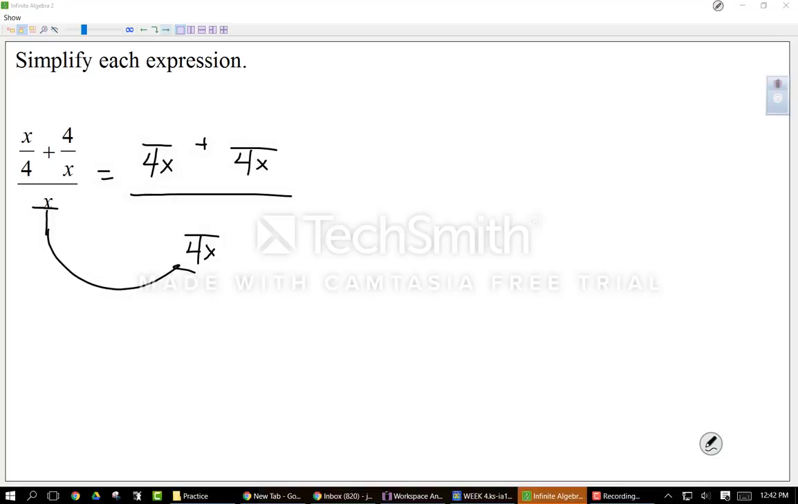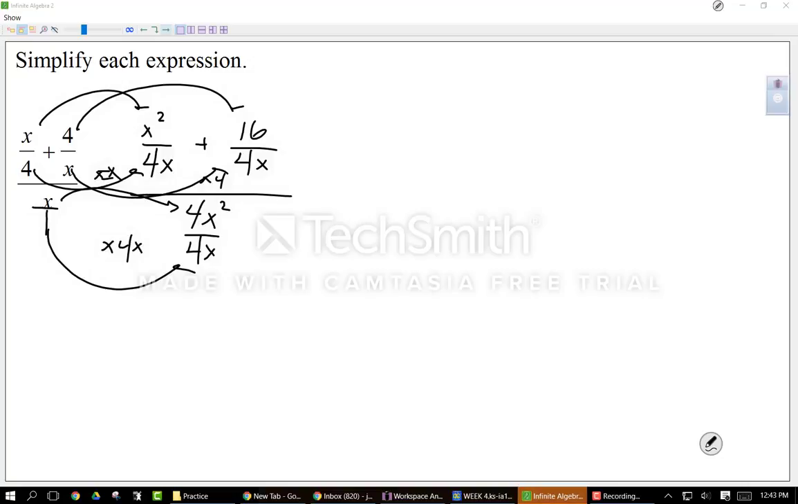So 1 times 4x is 4x. So x times 4x is 4x squared. 4 times x, so x times x is x squared. X times 4, so 4 times 4 is 16. So they have the same denominators, 4x, 4x, and 4x. So I get x squared plus 16 over 4x squared. Now, am I right? Am I wrong? Am I done? I don't know.